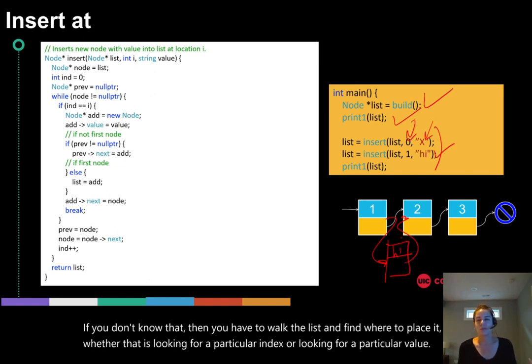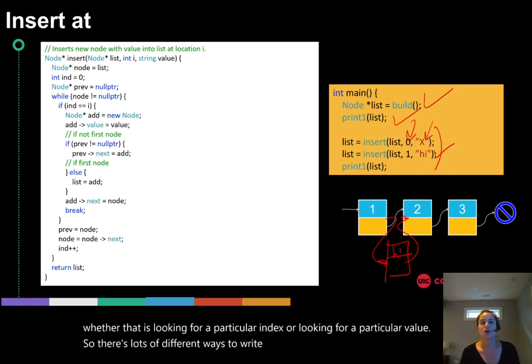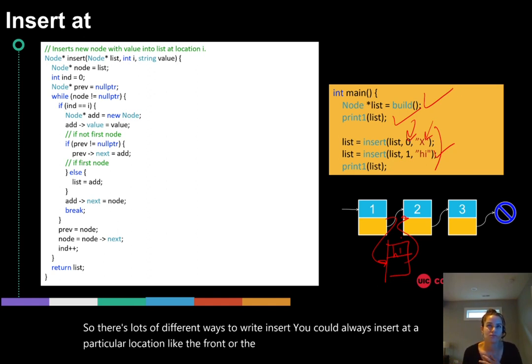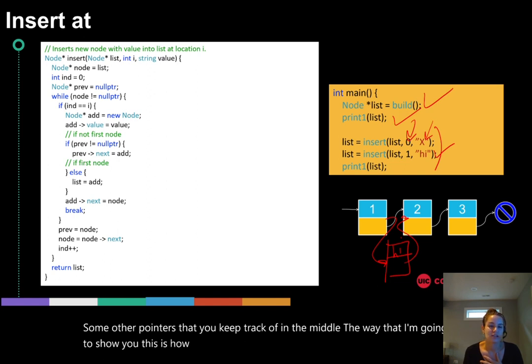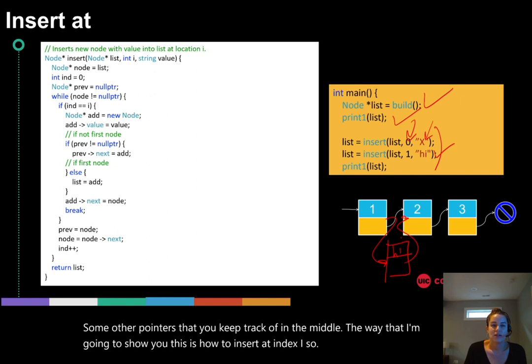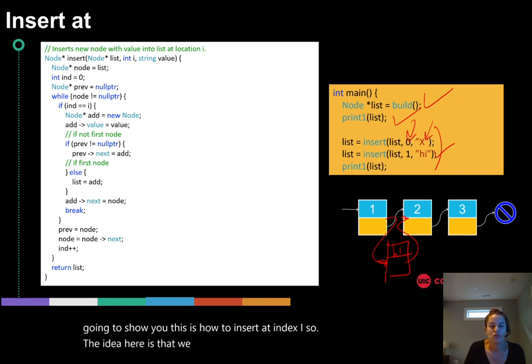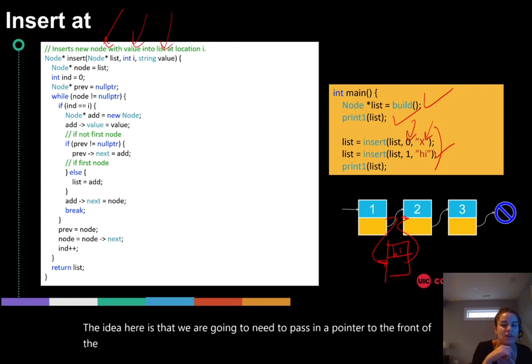So there's lots of different ways to write insert. You could always insert at a particular location, like the front or the back, or some other pointer that you keep track of in the middle. The way that I'm going to show you this is how to insert at index I. So the idea here is that we are going to need to pass in a pointer to the front of the list, the location, and the value.